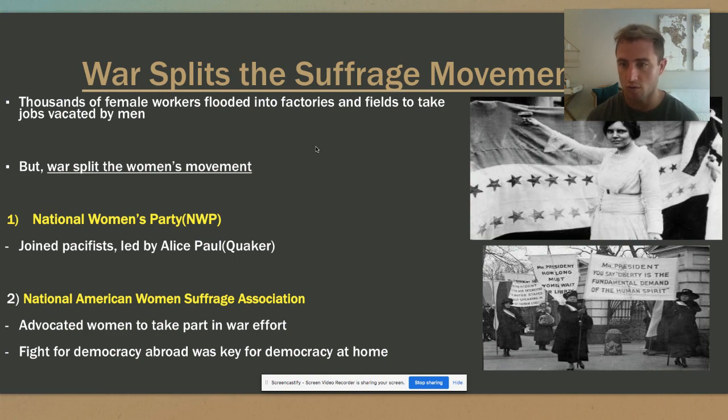We have two women's groups that are going to be split on the women's movement. The National Women's Party is led by Alice Paul, who is a Quaker, therefore inherently anti-war. And then we have NAWSA, the National American Women's Suffrage Association, that did advocate for women to come in and take part in the war.